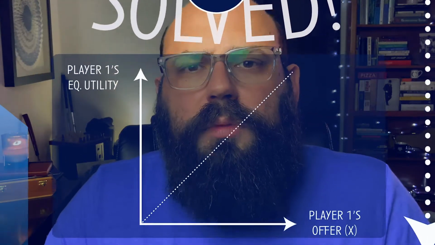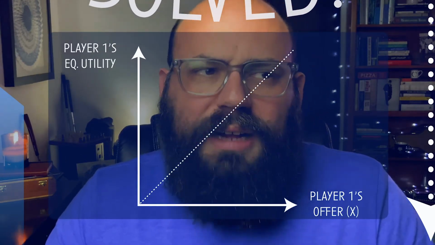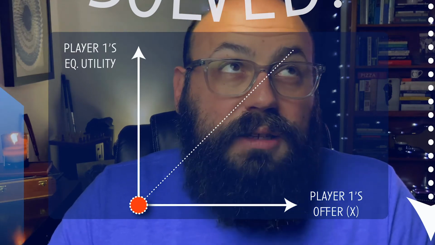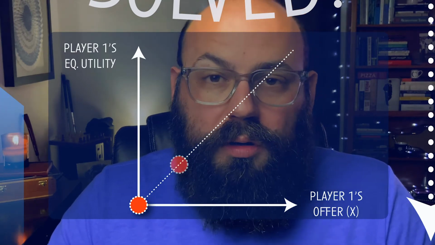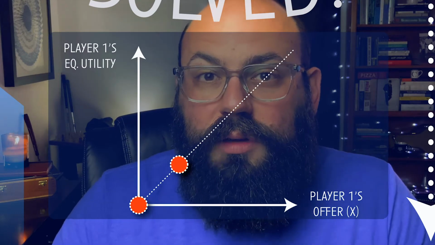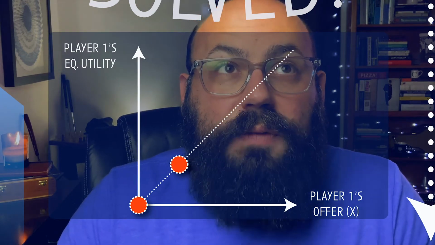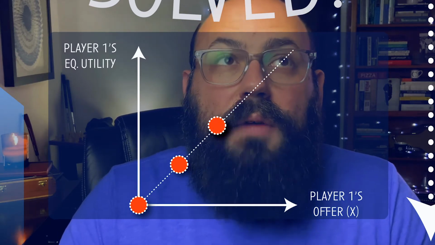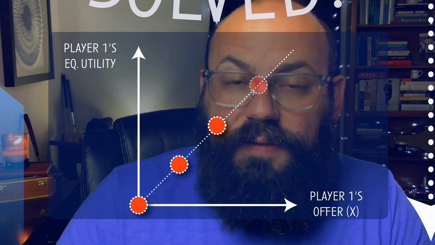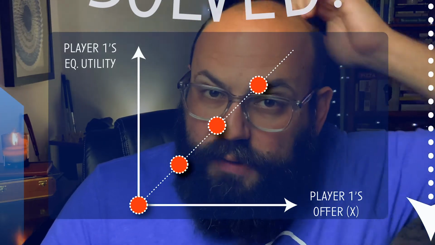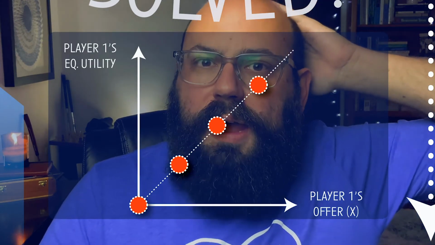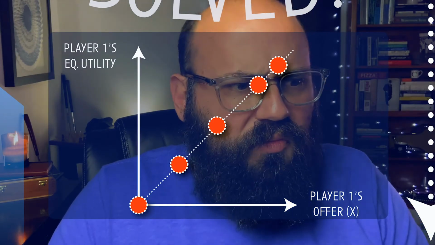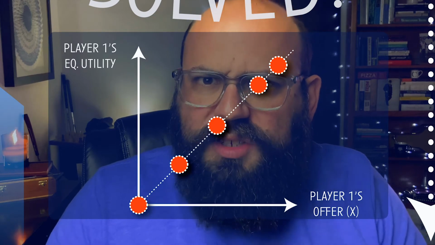So if they offer x equals 0, that's accepted and they get 0 happiness points. If they offer x equals a quarter, they get a quarter because it gets accepted. If they offer x equals a half, they get a half because it gets accepted. If they offer x equals 3/4, it gets accepted and they get 3/4. If they offer 7/8, it gets accepted and they get 7/8. If they offer 15/16, it gets accepted and they get 15/16.